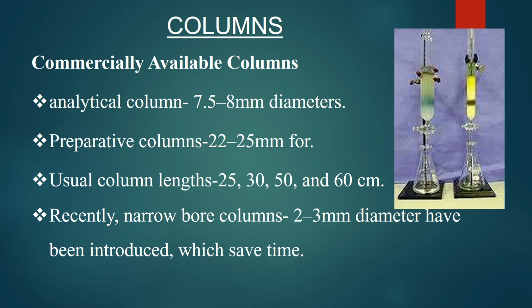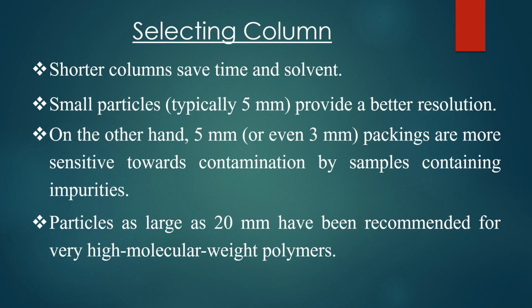Now, the columns. Commercially available columns. Analytical column 7.5 to 8 mm diameter. Preparative columns 22 to 25 mm. Usual column lengths 25, 30, 50 and 60 cm. Recently, narrow bore columns 2 to 3 mm diameter have been introduced which save time.